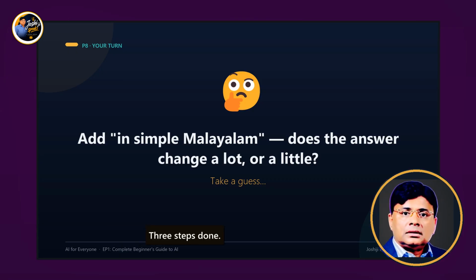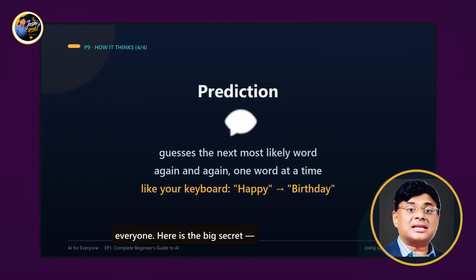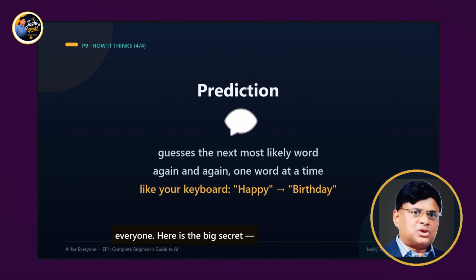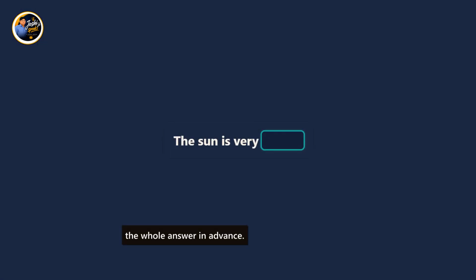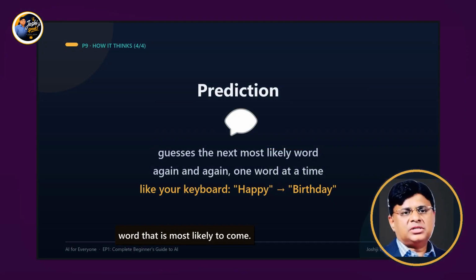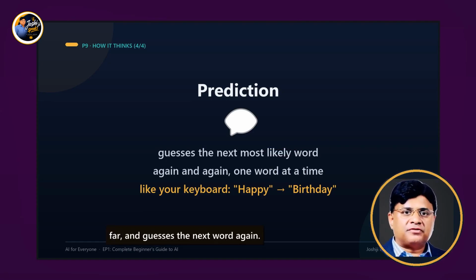Beautiful. 3 steps done. Now the final one, and this is the secret of how the AI actually writes. The last step is called prediction, and it is the one that surprises everyone. Here is the big secret: when the AI writes an answer, it does not know the whole answer in advance. Instead, it simply guesses the single next word that is most likely to come. Then it looks at everything written so far, and guesses the next word again.